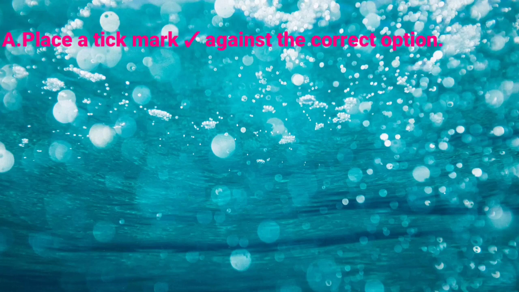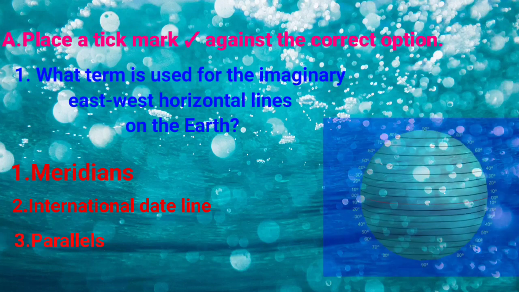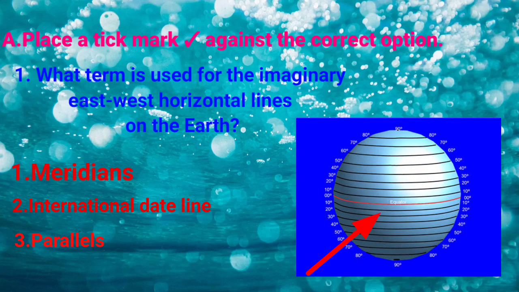Let us now solve the question answers of this lesson. Place a tick mark against the correct option. Number 1. What term is used for the imaginary east-west horizontal line on the earth? First option, meridian. Second option, international date line. And third option, parallel. We saw that the imaginary east-west horizontal lines on the earth are called parallels or parallels of latitude. That means the correct option is parallel.